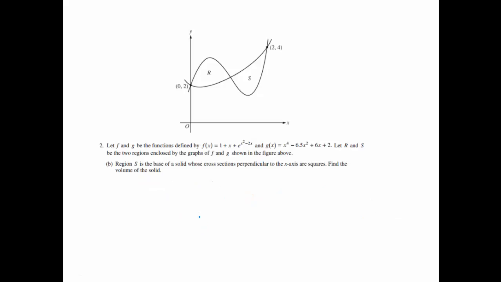Okay, number 2, region S is the base of a solid whose cross sections perpendicular to the x-axis are squares. Find the volume of the solid. So we know when we find the volume, they're perpendicular to the x-axis, so we want everything in terms of x, which they are, which is great. We're just dealing with region S this time, so just this region.